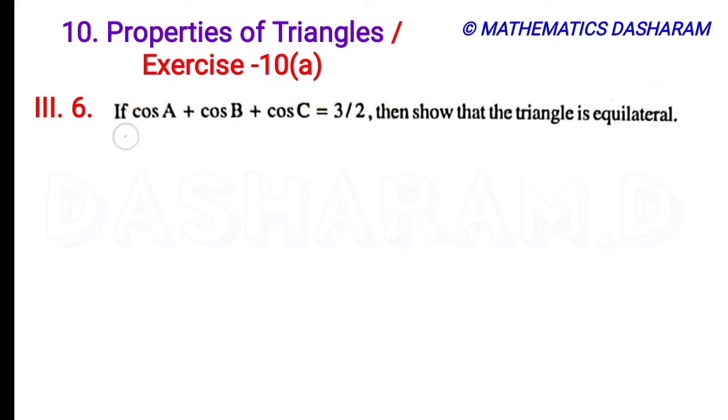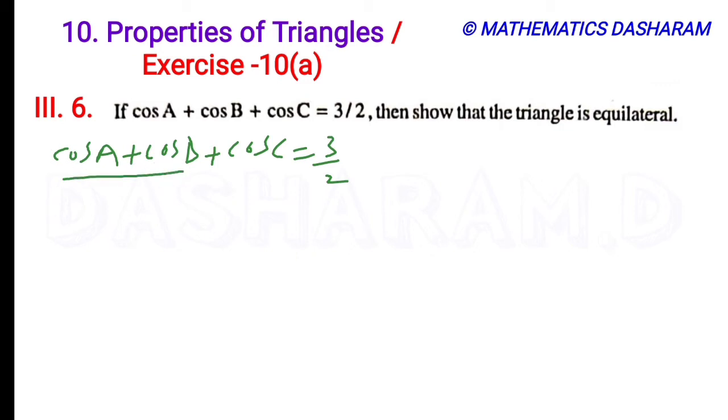Sixth problem: if cos A + cos B + cos C equals 3/2, then show that the triangle is equilateral. Equilateral means all sides are equal in a triangle, otherwise all angles are equal in a triangle. So given that cos A + cos B + cos C equals 3/2.